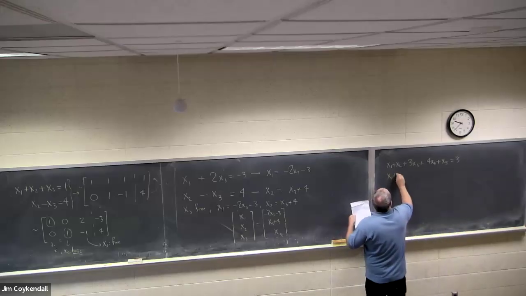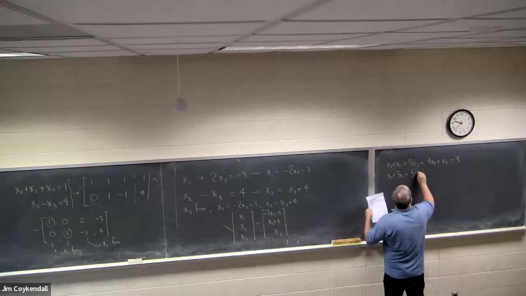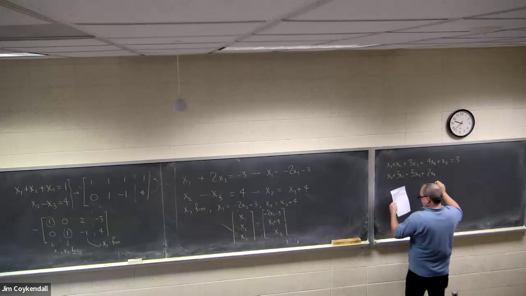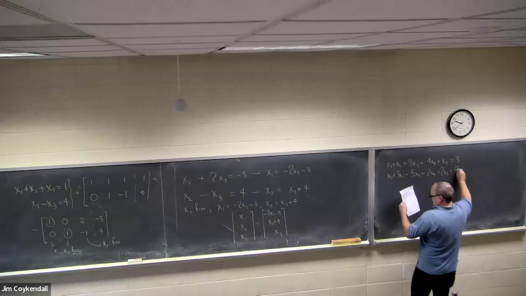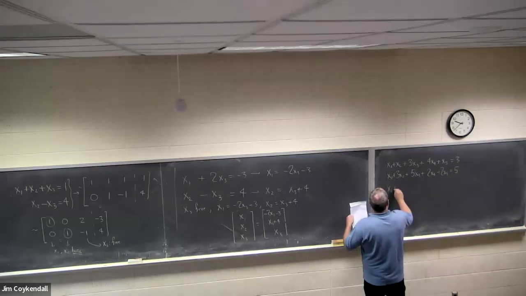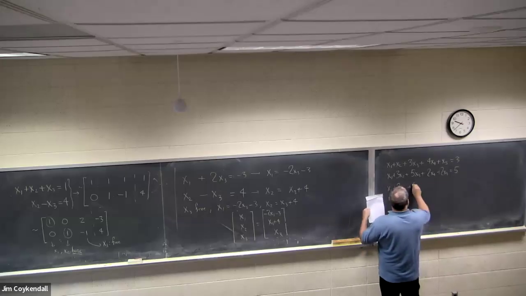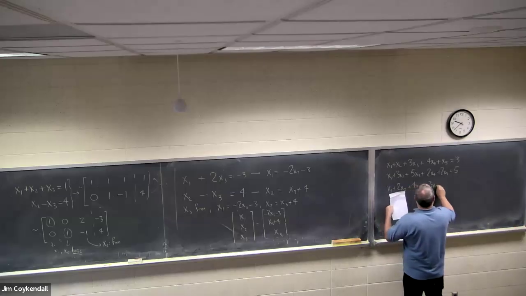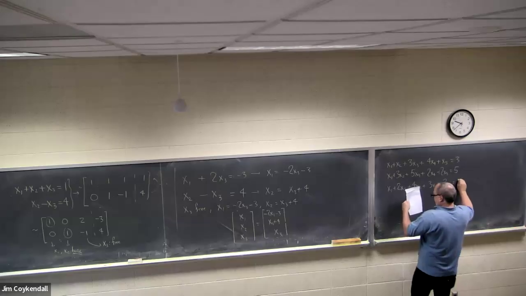x1 plus 3x2 plus 5x3 plus 2x4 plus 2x5 is equal to 5. And x1 plus 2x2 plus 4x3 plus 3x4 plus 2x5 is also equal to 5.